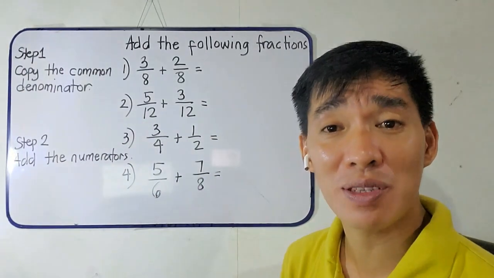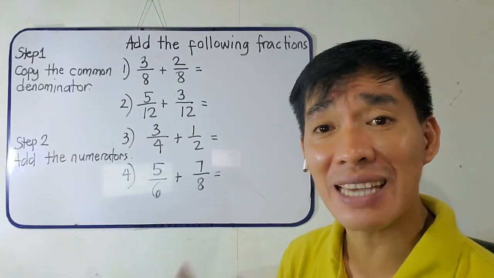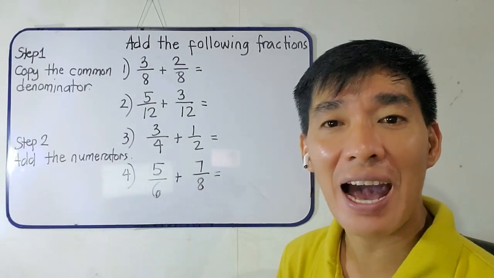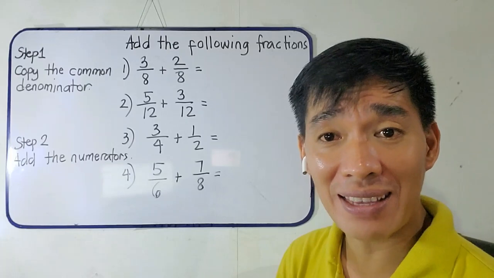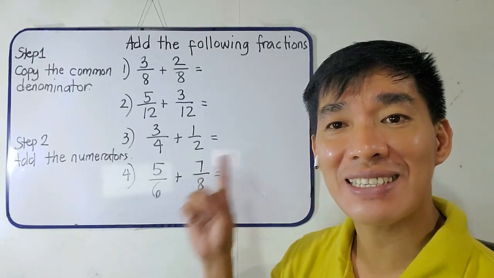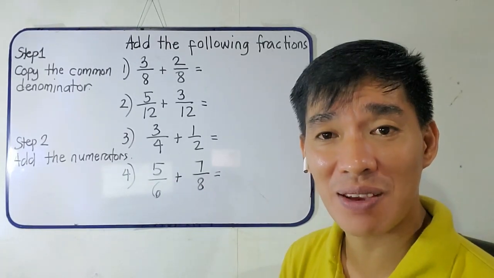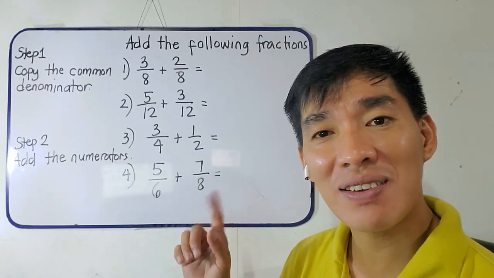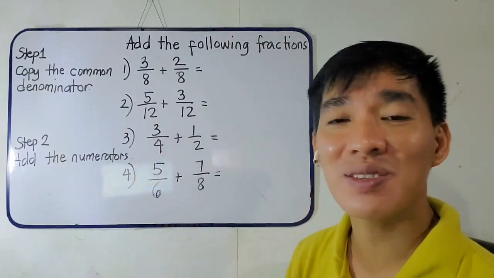The first step is copy the common denominator, and the next step is add the numerator. Of course, you will be surprised that I condensed the steps into 2 only. I will tell you why later. For now, just try this first activity of yours. So pause this video and answer number 1 to number 4.